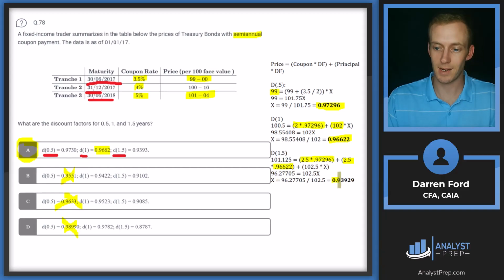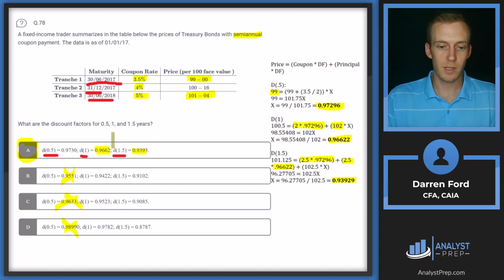Gets us to 0.93929, which we round. That also corresponds there. So we are good with sticking with answer A.